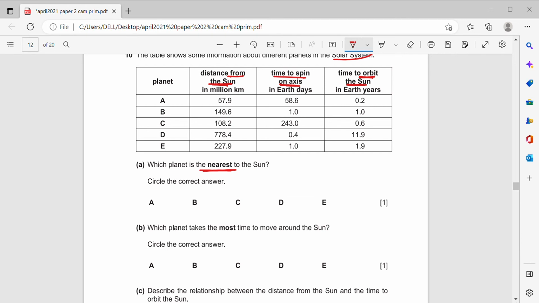Which one is the closest to the sun? Here I have the distance from the sun in million kilometers. So which one is the closest here? The closest one is A. So the answer is A. Okay. Which planet takes the most time to move around the sun? Most time to move around the sun means it will be the farthest one.